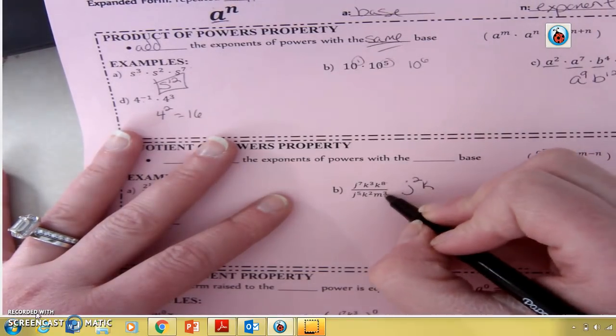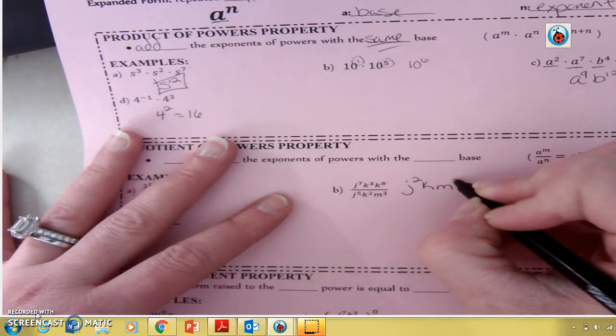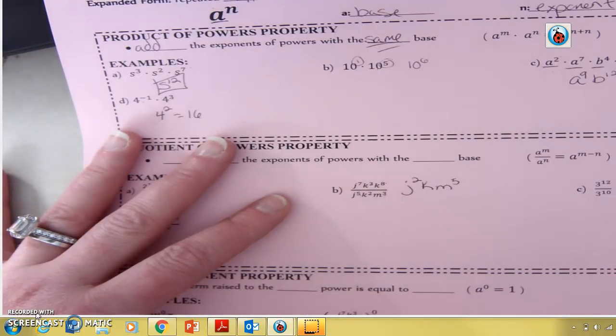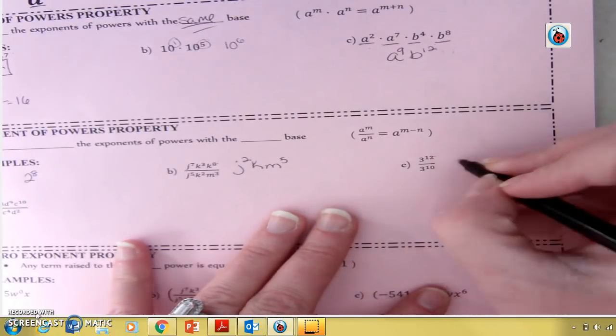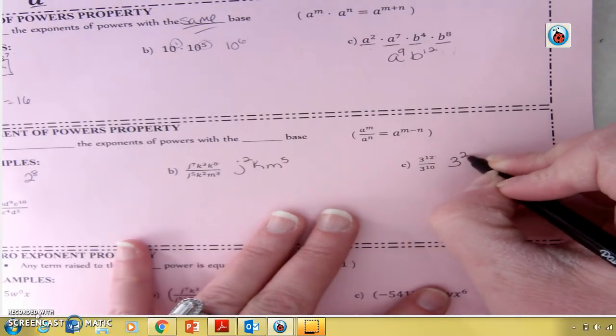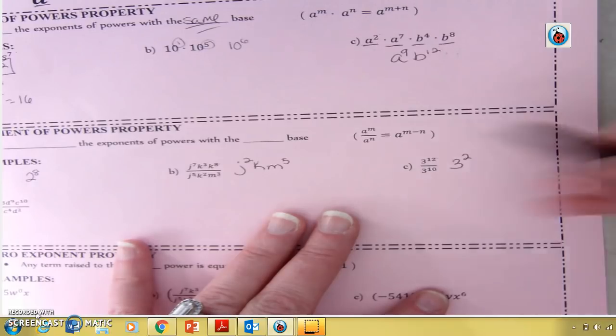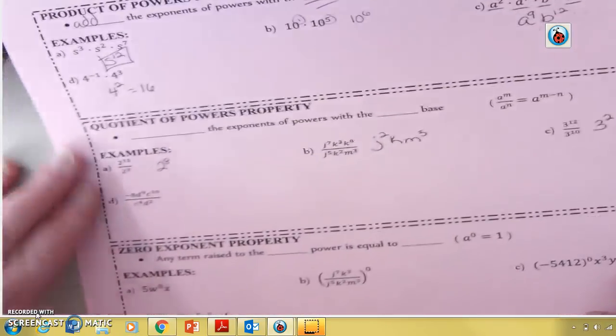And then 8 minus 3 is 5, so m to the 5th. Okay. We've got this one. All we have to do is subtract. So 3 to the 2nd power, because 12 minus 10 is 2. Quick reminder, base stays the same.